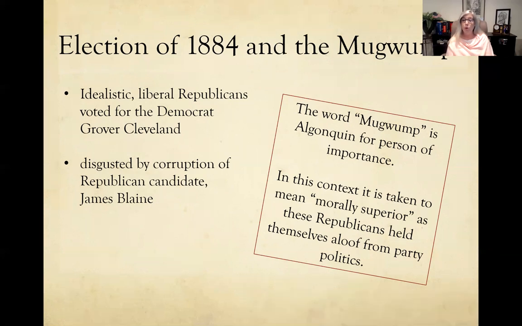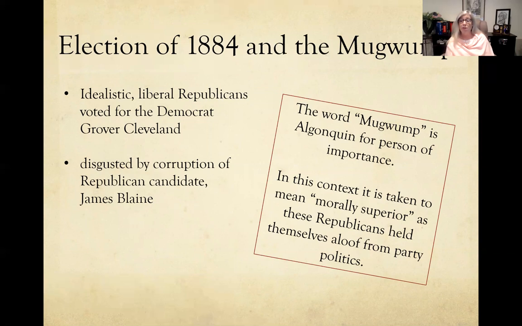So these are people who are looking at the morality of the situation and they are not going to be aligning themselves with James Blaine, who they know is somewhat corrupt, and so they end up voting for Grover Cleveland, and that gives them the election.